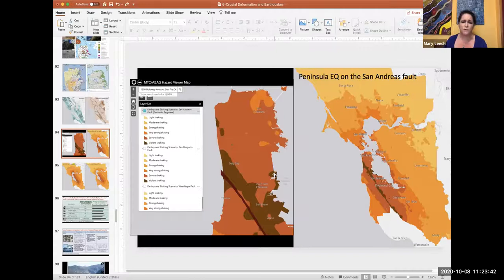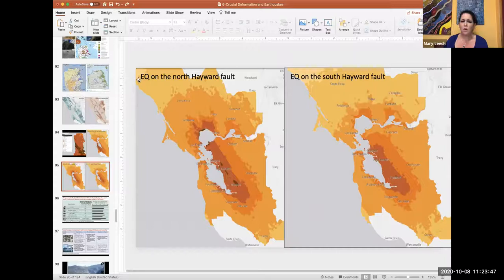This is the map for an earthquake on the north segment of the Hayward Fault. So somewhere up here, maybe Berkeley, Oakland. And this is an earthquake on the south Hayward Fault. So maybe Fremont or Hayward. There's Fremont. And then the shaking is still, again, along the trace of the fault, but surrounding the epicenter area. Again, high shaking along the trace, and then it dies off away.